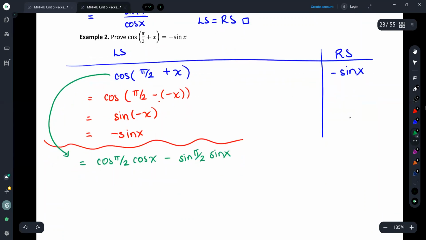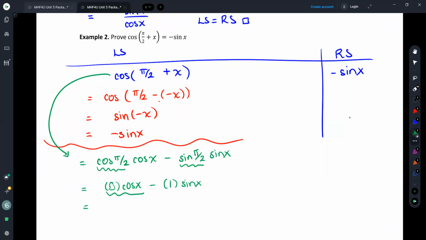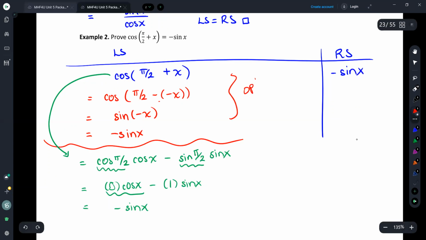And what we would actually do here is evaluate these two: cos of pi over 2 is 0, so we end up getting 0 times cos, and sine of pi over 2 is actually 1. This term is gone because 0 times anything is just 0. And then this is negative sine x. So either one of those proofs would have been an acceptable proof. Okay, this would be option 1 and option 2.